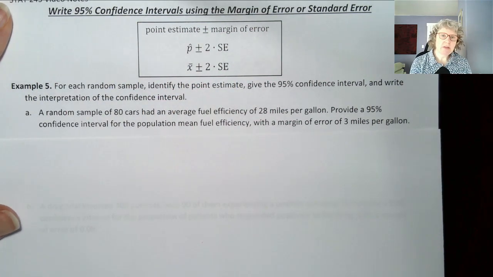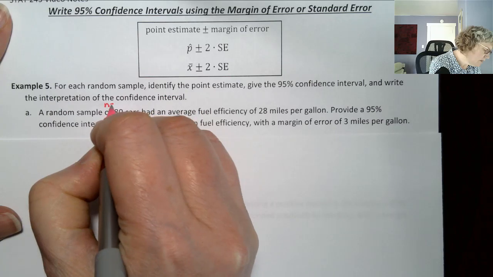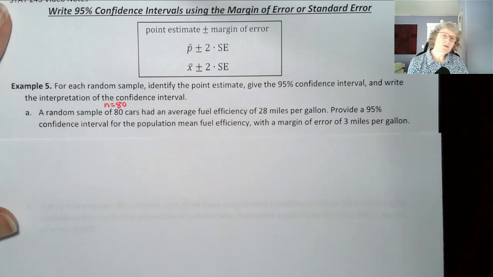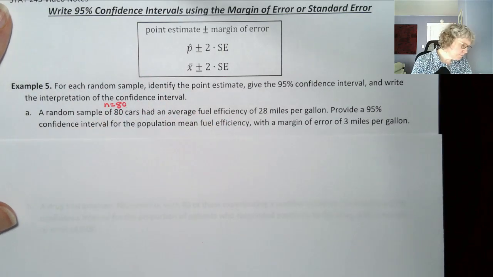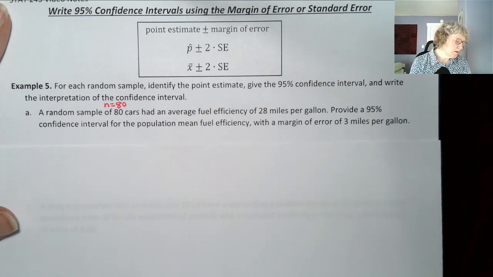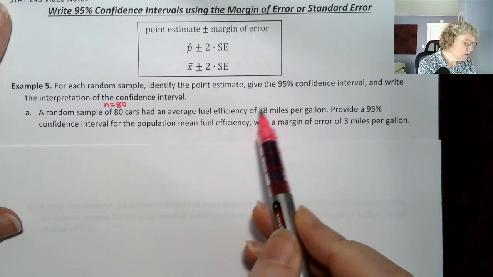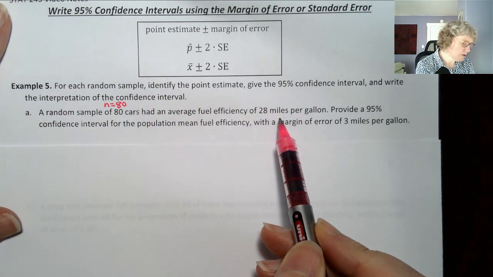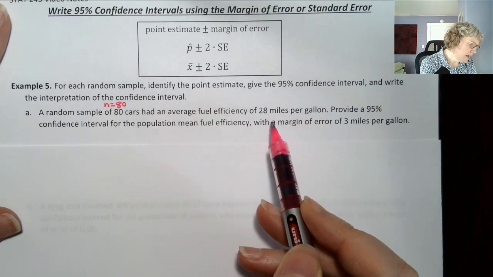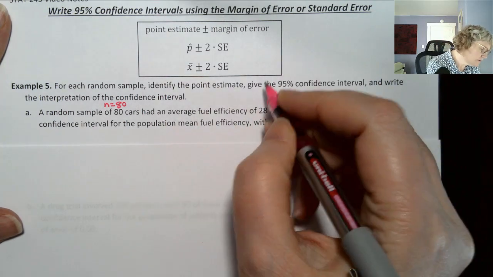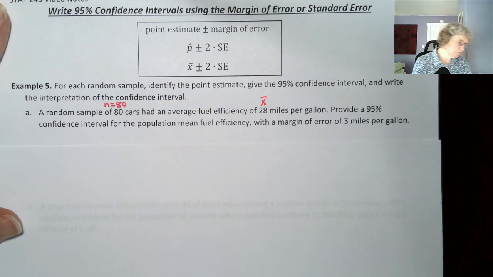A random sample of 80 cars. And if you like to just kind of label things as you go, that's fine too. I'm thinking, okay, n equals 80 there. Had an average fuel efficiency of 28 miles per gallon. Okay, so this is a quantitative, right, or numerical. 28 miles per gallon, and this is an average, so I'm just going to write x bar.